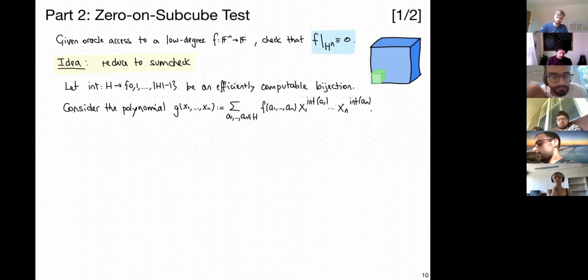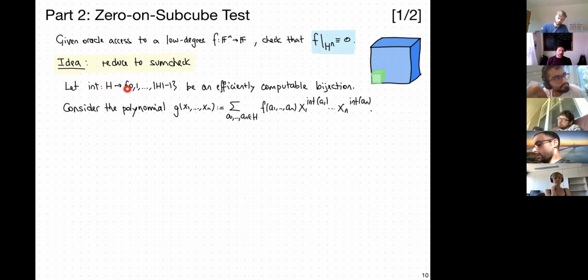Okay, so what we'll do is the following. I'm going to do it a bit more explicitly than yesterday to avoid confusion. We take this function int, standing for integer, which is a way of associating integers with the elements of H. Because an element of H is an element of some finite field, maybe some polynomial, and we don't want to think about it.